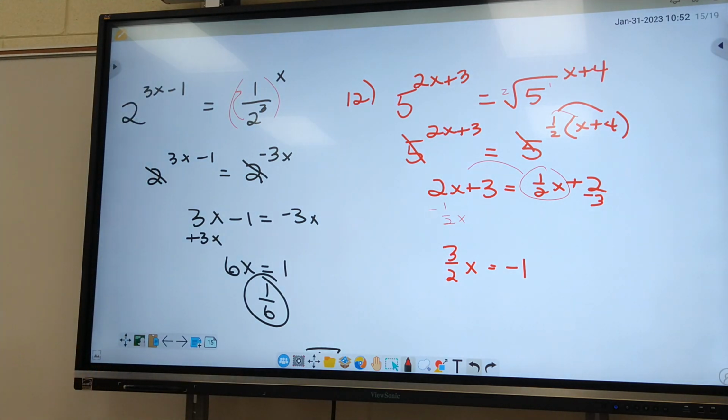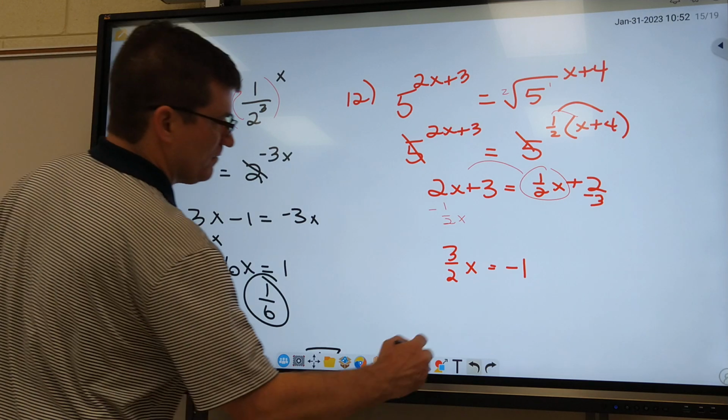All right, look at that. What's the last step? On your calculator, what are you going to do? We're going to divide both sides by 3 over 2. So let's put it in. We got negative 1 divided by 3 over 2. What'd y'all get? Yep, calculator gave me negative 2 over 3.